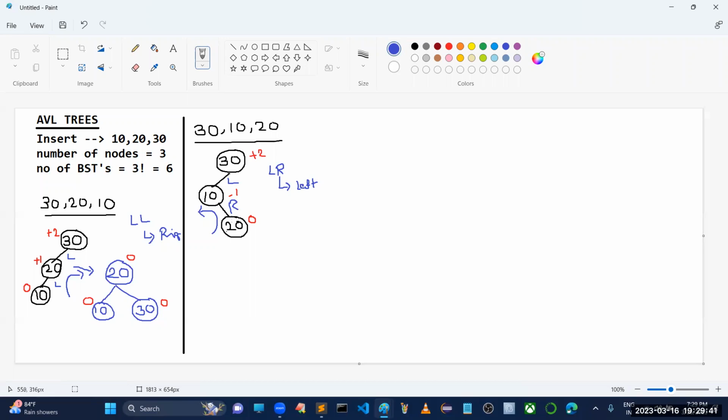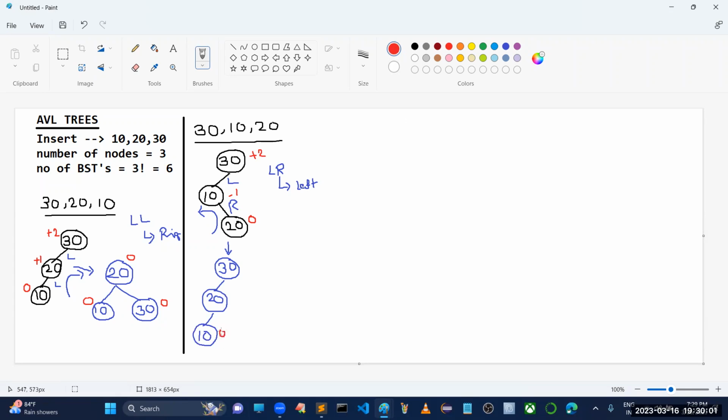This one is right rotation. We are doing left rotation. If you do this left rotation, what will happen? So here we are going to get 30, and 20 will become its left child and 10 will become its right child. So again, you need to check for balance.